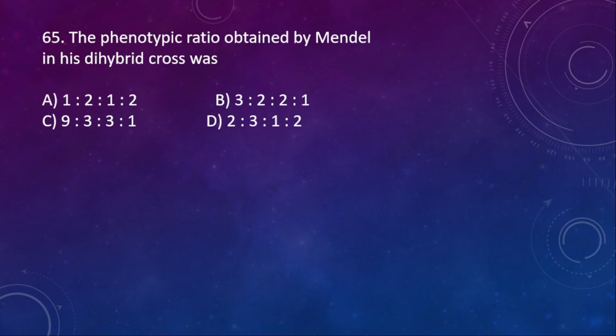Option A, 1:2:1:2. Option B, 3:2:2:1, and then option C, 9:3:3:1, and then option D, 2:3:1:2. Here the right option is 9:3:3:1.